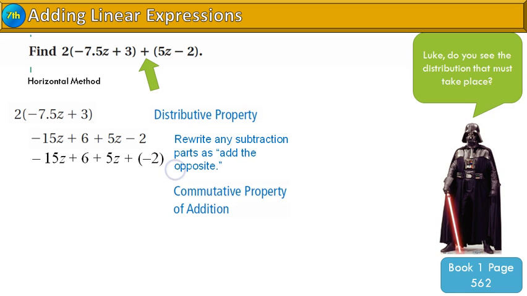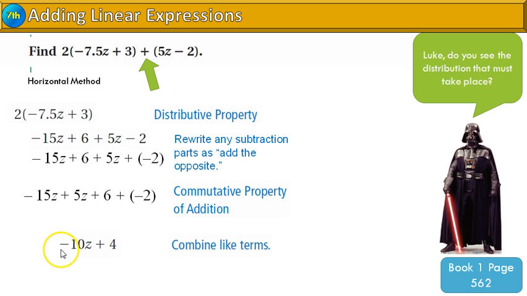We then combine like terms by using the commutative property, grouping the z's together and the whole number constants together. In this case, we employ our addition rules. We have 15 z's that are negative plus 5 z's that are positive. We'll end up with 10 extra negative z's, and we'll end up with 4 extra positives from the whole numbers. Our final result is negative 10z plus 4. I want to see the work just like this if you want to work it out horizontally.